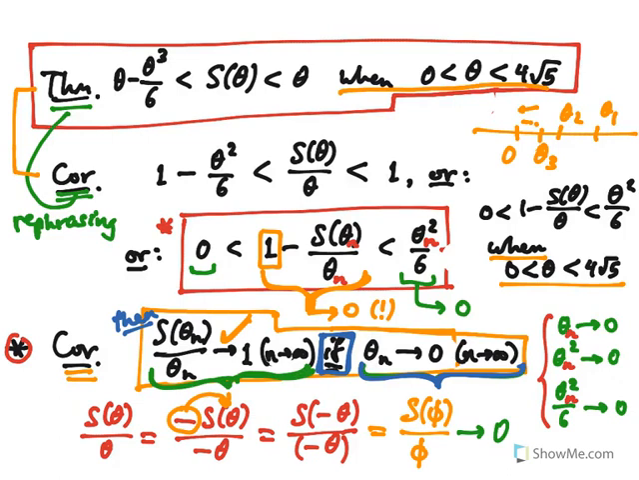Now, you may also wonder what happened to the 4 root 5 when we reached this corollary here. That doesn't make any appearance in that conditional statement. And the reason it doesn't is because if I assume that theta n goes to 0, let's say I assume that theta n is some sequence that approaches 0, well then eventually it's going to get less than 4 root 5, right, on its way towards 0.